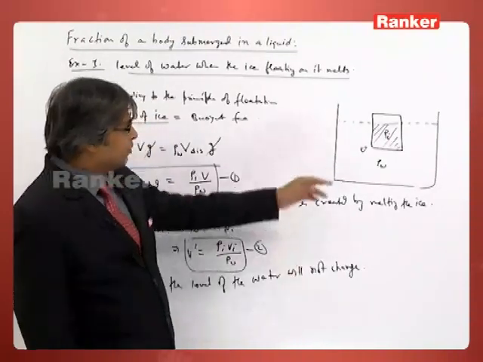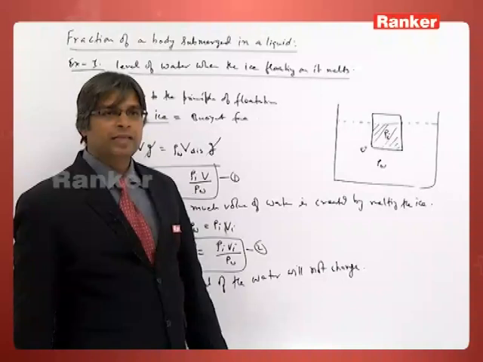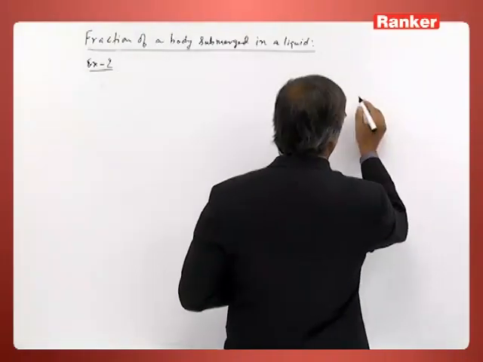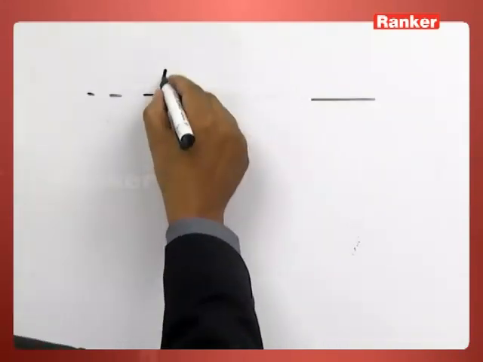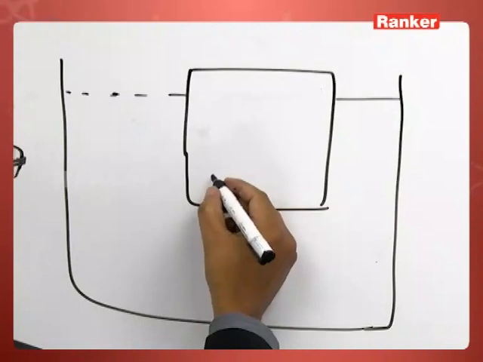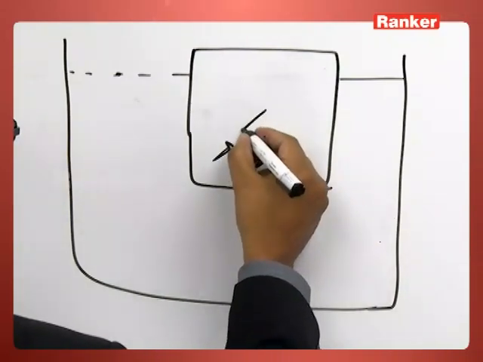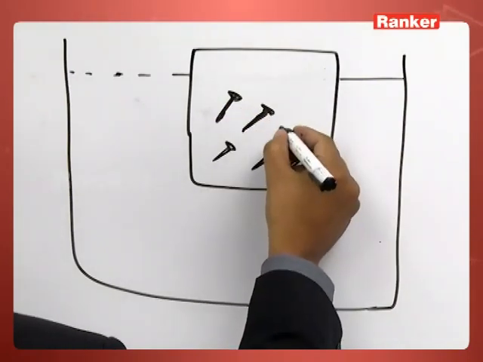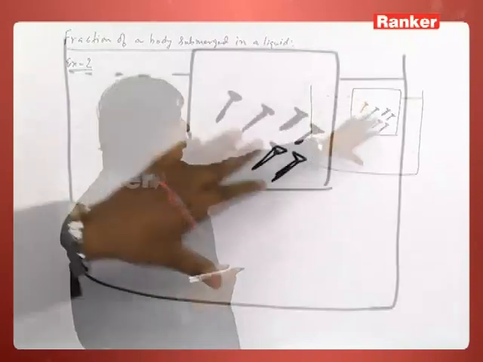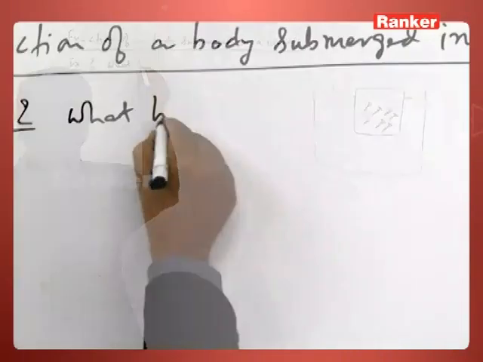Now let us see, if this ice block contains some nails inside it and then it melts, what happens to the level of water? Let us see what happens to the level of water when we have an ice cube floating inside water and the ice cube contains some iron nails. When it melts, all the iron nails will sink to the bottom. So we have an ice cube with some iron nails, and when it melts, what happens to the level of water?